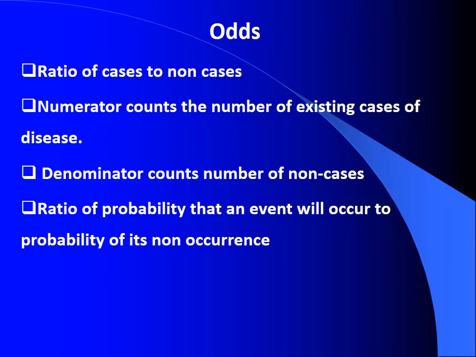Then odds. Odds is the ratio of cases to non-cases. Here, it's not a proportion. The numerator is the existing cases of the disease, and the denominator is the number of non-cases. So disease present and disease absent, occurrence or non-occurrence. It is a ratio of the probability that an event will occur to the probability of non-occurrence of the event, which can also be put in the same fashion as an odds ratio.